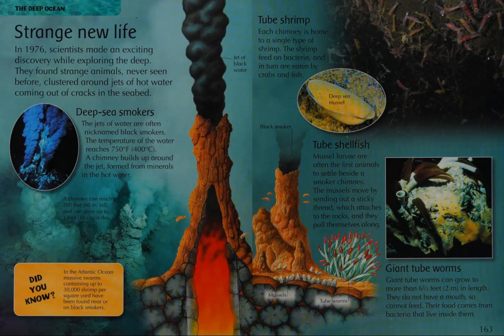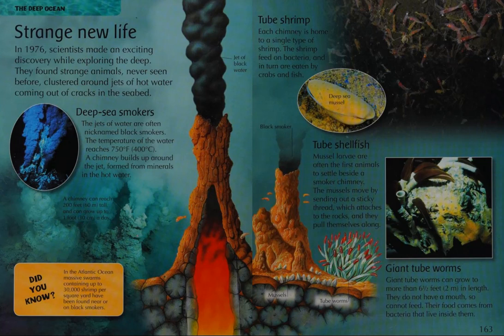In the Atlantic Ocean, massive swarms containing up to 30,000 shrimp per square yard have been found near or on black smokers. Tube shellfish. Mussel larvae are often the first animals to settle beside a smoker chimney.